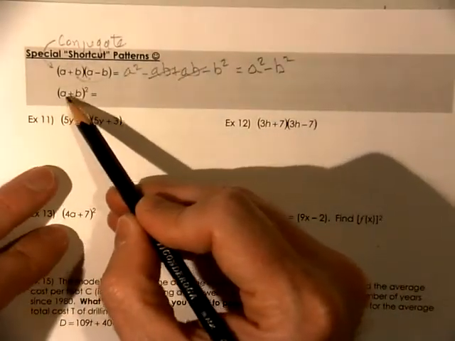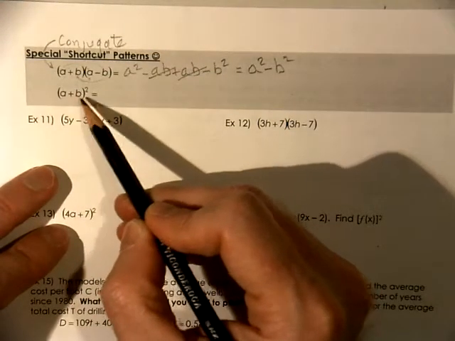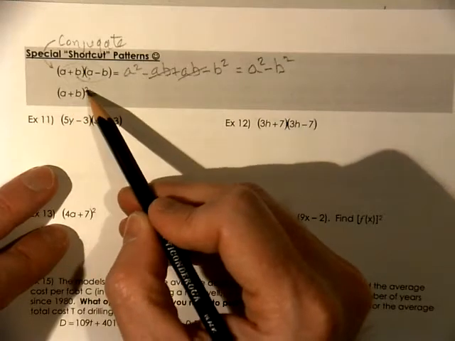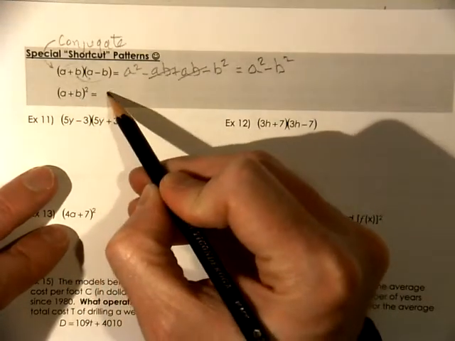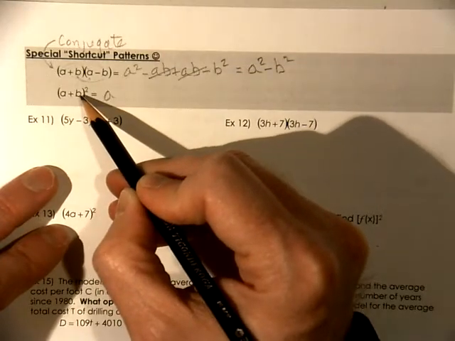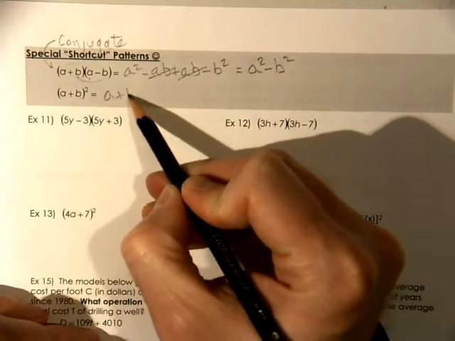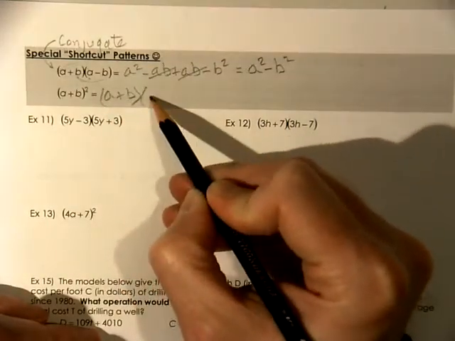Here we're going to take our (a plus b) squared. It's a binomial squared. What polynomial is made when you square a binomial? Well, you cannot distribute. It's not a squared plus b squared. That's a very, very common mistake. We need to write out the two binomials twice.